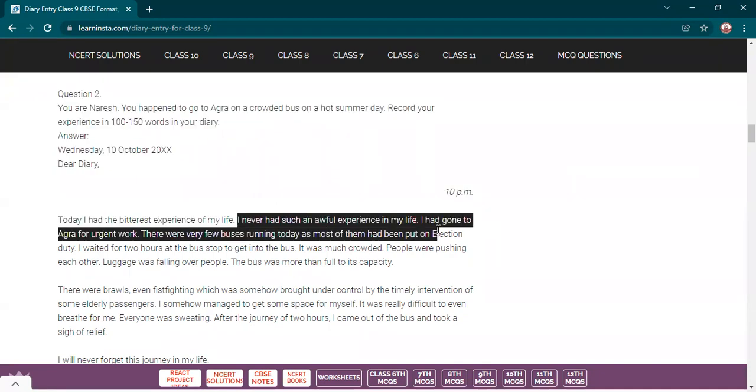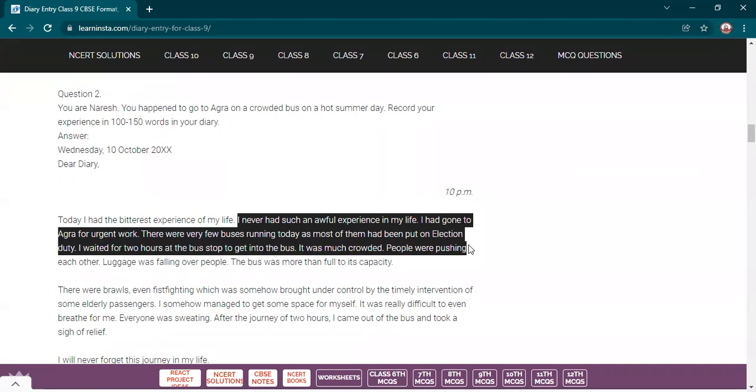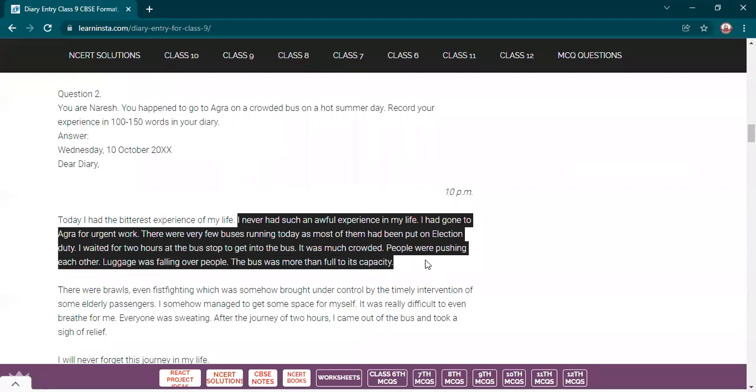I had gone to Agra for urgent work. There were few buses running today as most of them had been put on election duty. See how well that matched; elections are just around the corner. I waited for 2 hours at the bus stop to get into the bus. It was very crowded. People were pushing each other. Luggage was falling. See, you describe it so that we can imagine it.